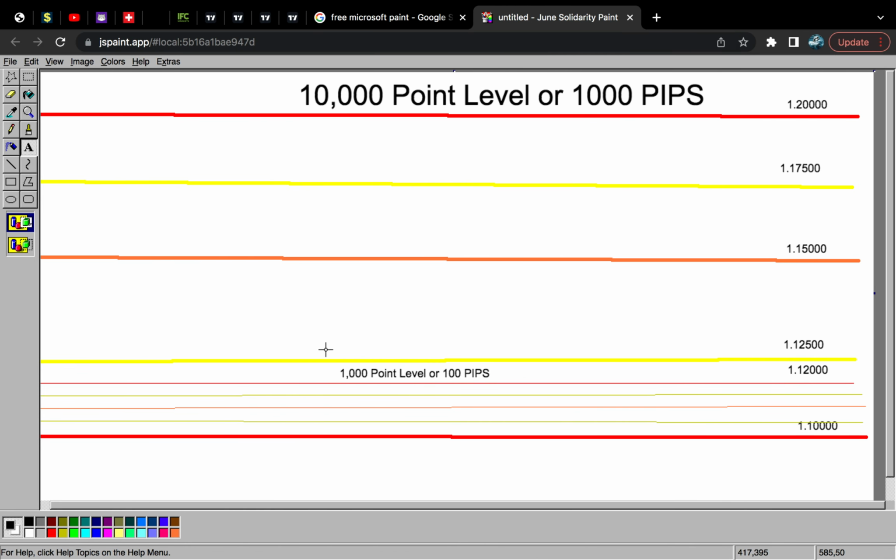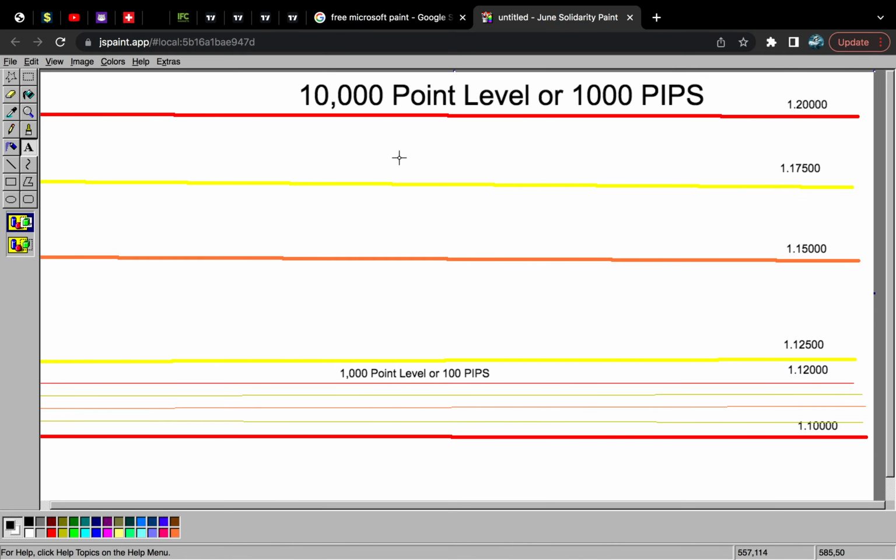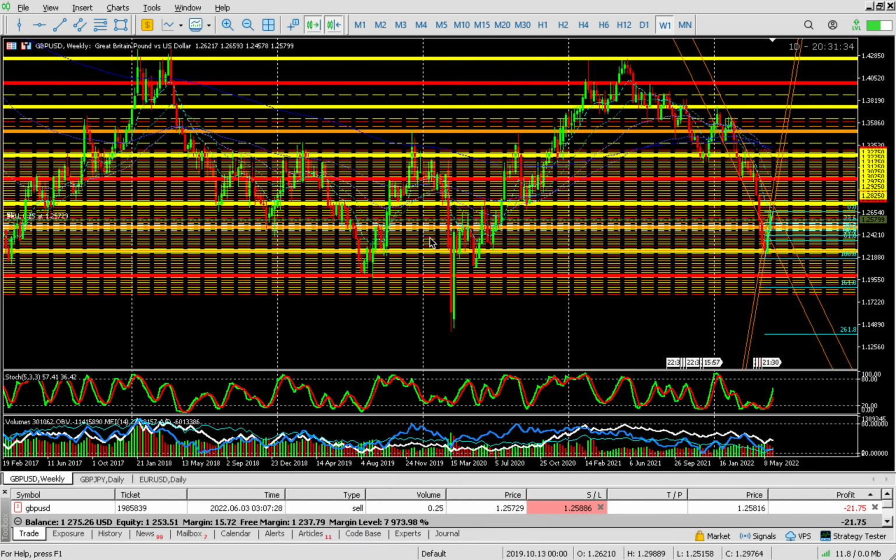Alright, I'm going to show y'all the 10,000 point quarter levels. It's also 1,000 pips, and that's from here to here. And then I'm going to show y'all the 1,000 point levels or 100 pips, and that's from here to here. So this is supposed to be orange, but this is an awful, pretty bad old school replication of an old school app. The colors are terrible.